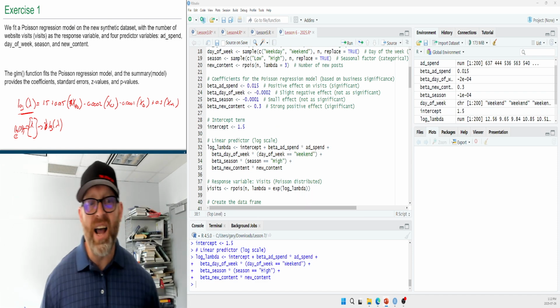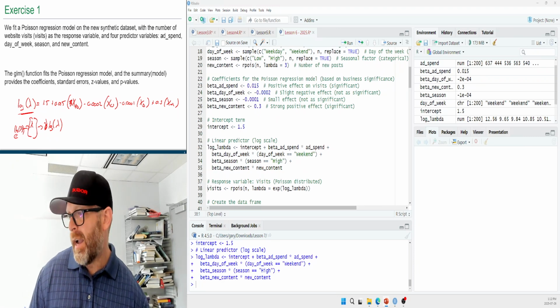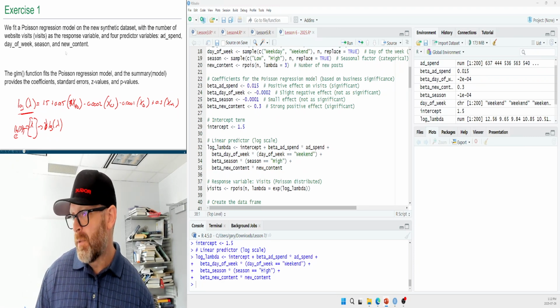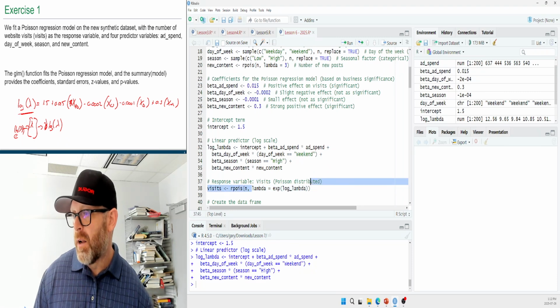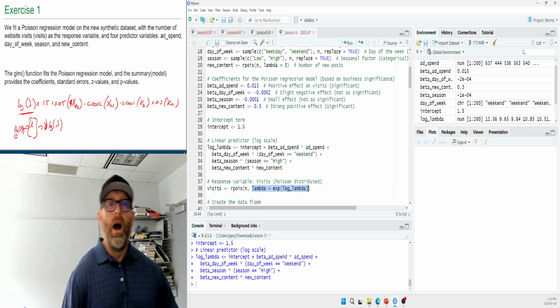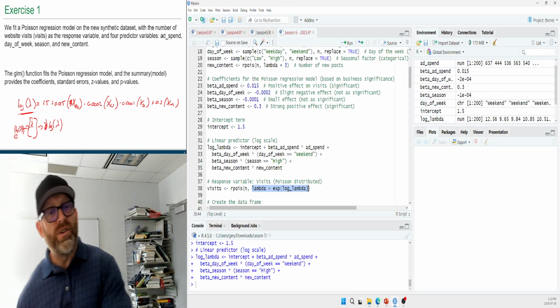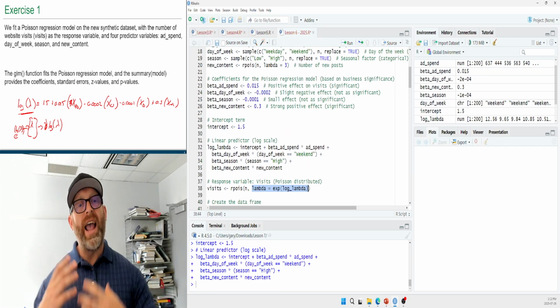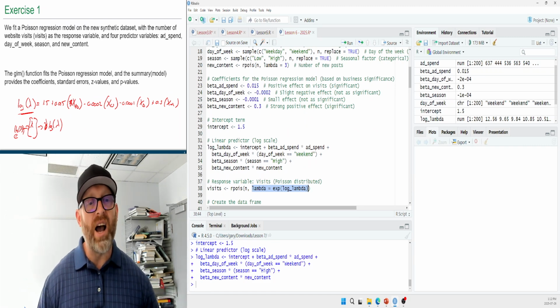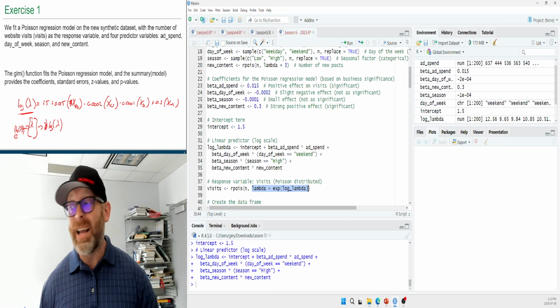So that's what I'm doing in line 38 here. I am saying lambda, oops, where is my mouse? Lambda here is equal to e to the log lambda. And since log lambda is a vector, putting e to that vector is just going to go through each entry of that vector and take e to that. So again, it's going to undo the log aspect, and it's just going to get me lambda.